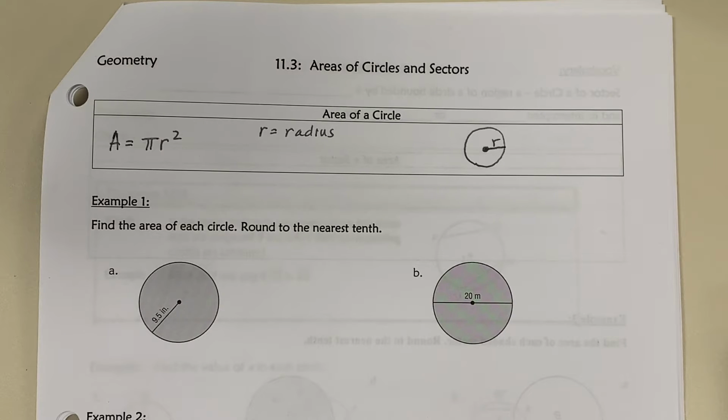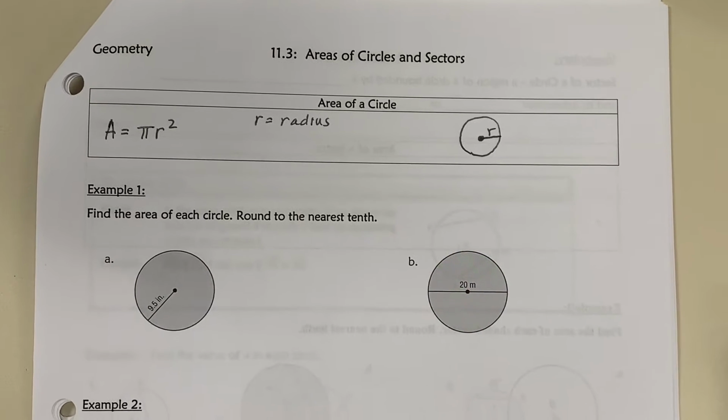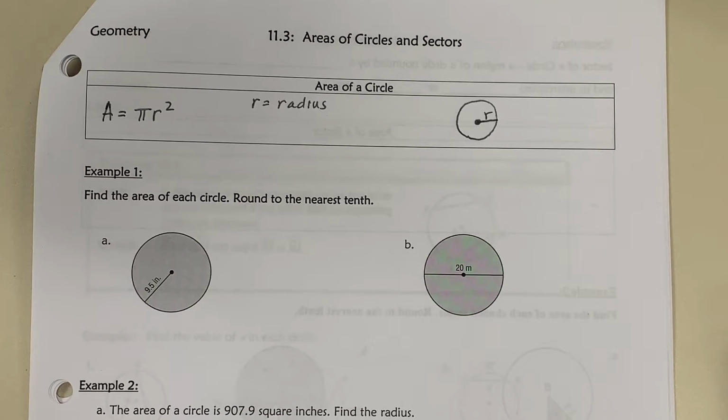Okay, chapter 11, lesson 3. We are putting this in with chapter 10 because it deals with circles, and specifically areas of circles and sectors. The area of a circle can be found by taking pi times your radius squared, pi r squared, where r is your radius. In example number 1, we're going to find the area of each circle and round to the nearest tenth.